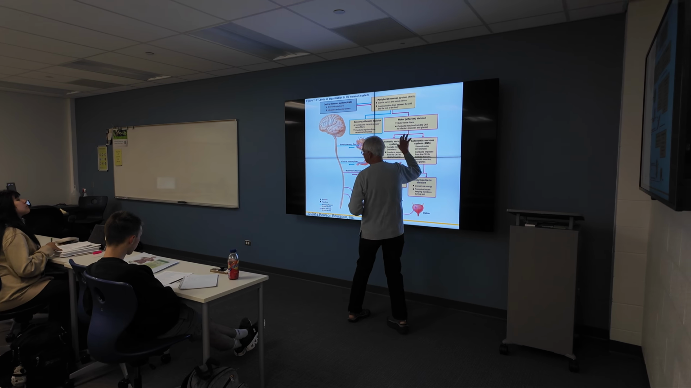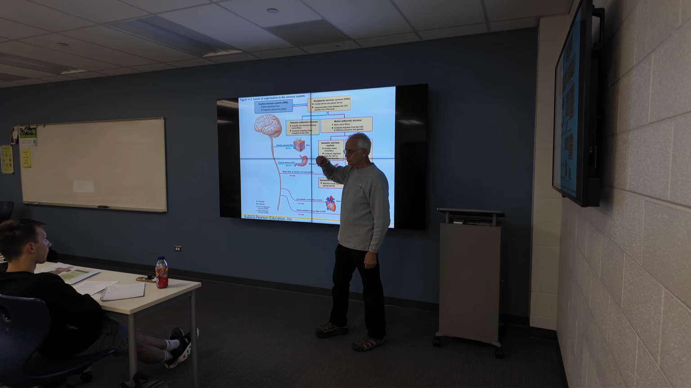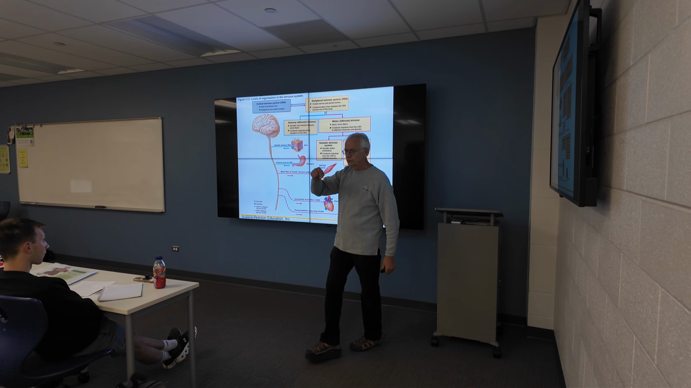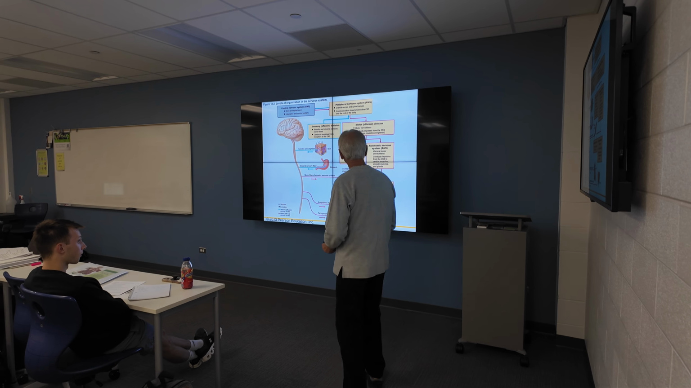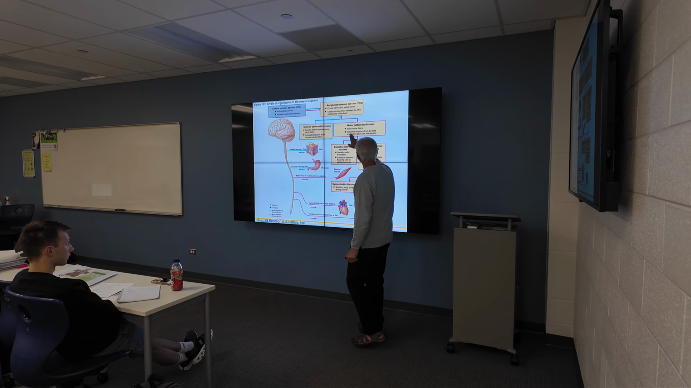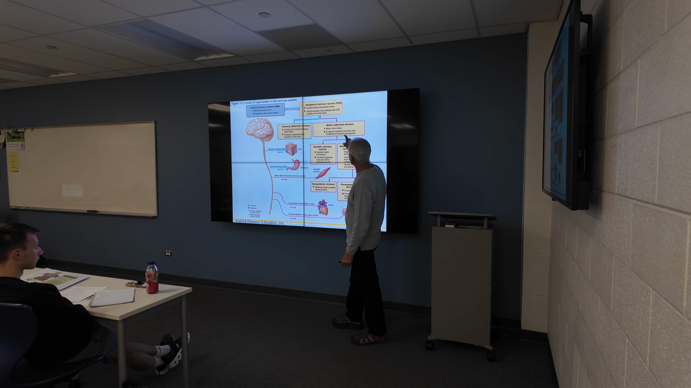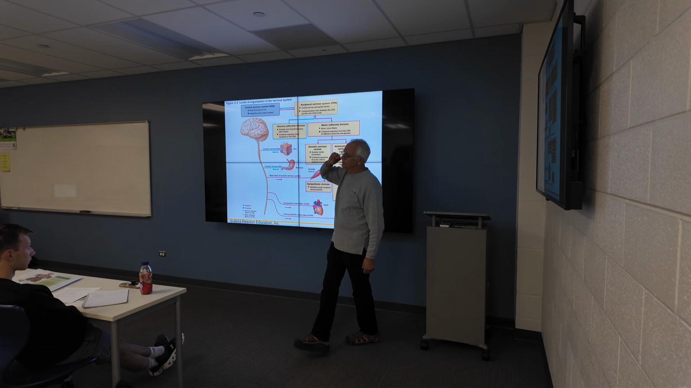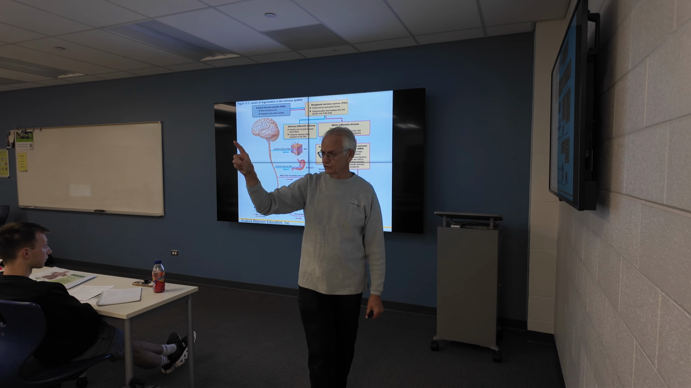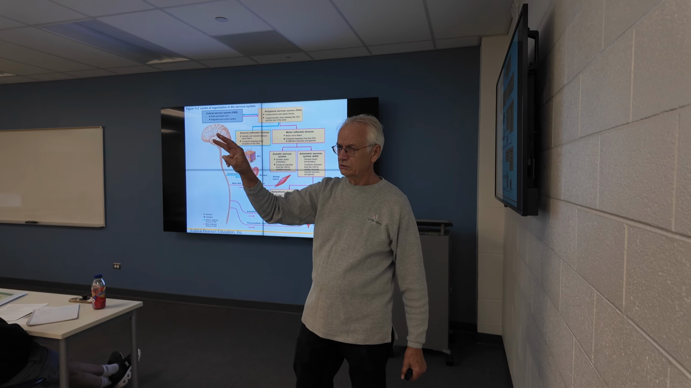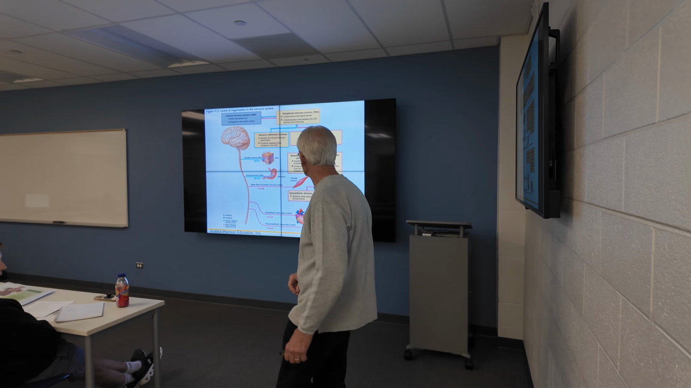What does motor mean? Movement. Do this. Do this. Do this. Okay? Motor nerve fibers conduct impulses from here to the effectors. What are the effectors we're talking about? Could be the muscles, could be skeletal, could be cardiac, could be smooth, okay?